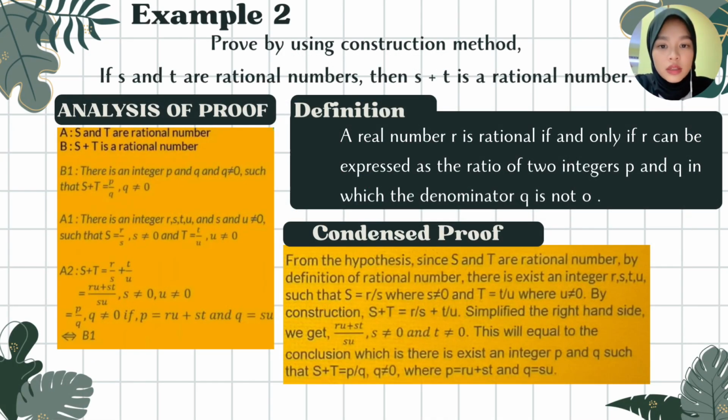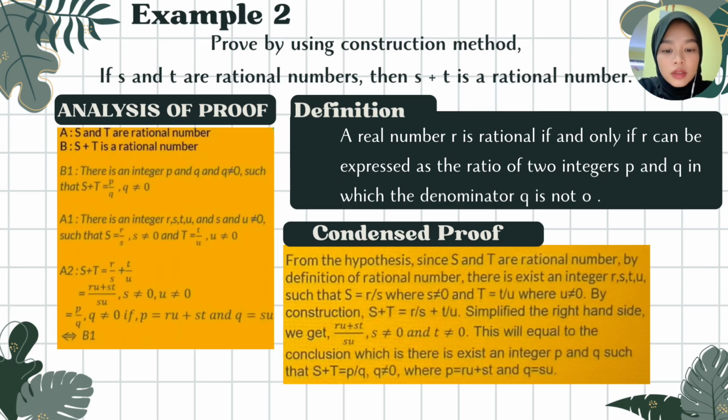Moving to the next question, example 2. The statement says that if two numbers s and t are rational numbers, then their sum is also a rational number. So first, let's identify the hypothesis and the conclusion. The hypothesis tells us that s and t are rational numbers. The conclusion tells us that the sum of s and t is a rational number. Since the conclusion involves showing the existence of a certain form, we will use the construction method.